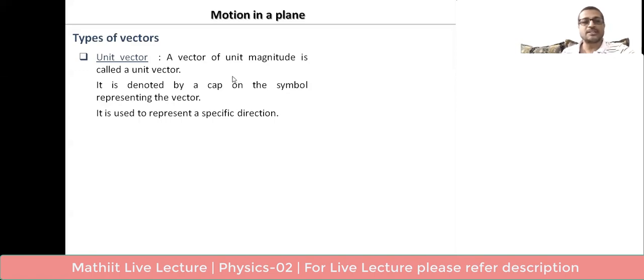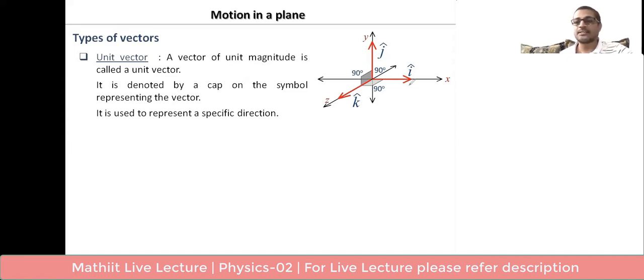And since unit vectors are special, you indicate it with a cap on the symbol. Here are the examples. Suppose you want to say that there is a unit vector in the right-hand side direction. A unit vector along positive x-axis or towards right-hand side direction is indicated with an i cap, right? A unit vector in the upward direction is indicated with a j cap. You see along the y-axis, j cap. A unit vector along z-axis is indicated with a k cap.